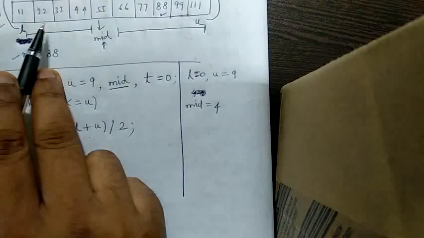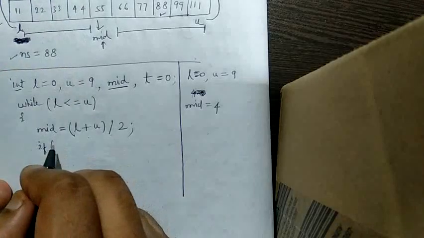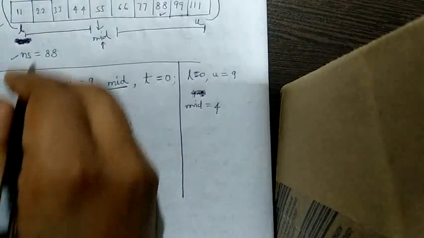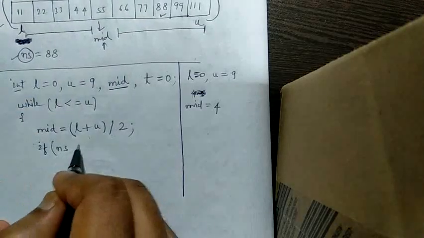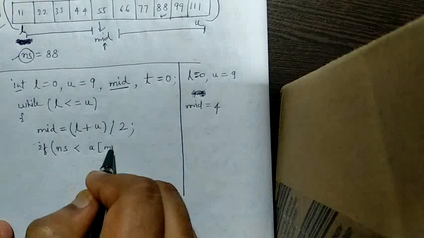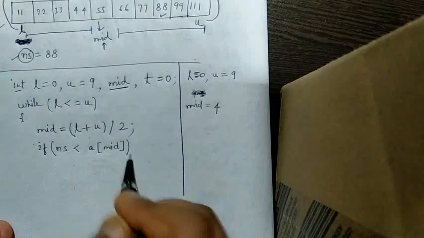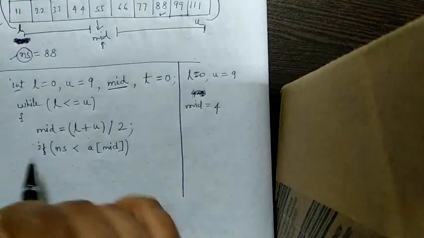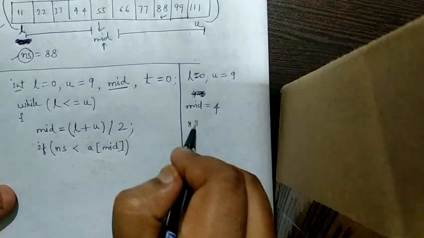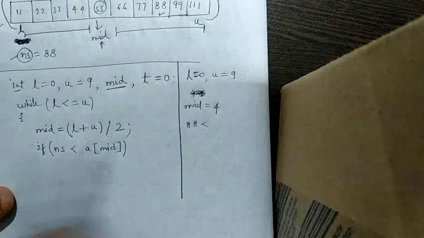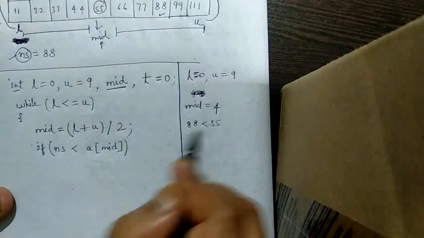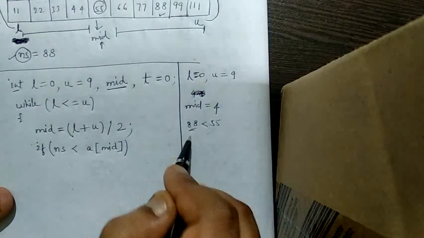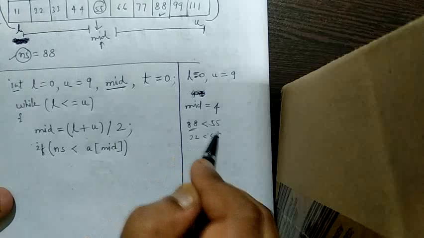If it has to be present in this part, the condition will be like: if ns, that number we have to search, is less than a of mid. See, the ns value is 88, and a of mid means 55. It is not less than the mid position value. If suppose I am not finding 88, I am finding 22, in that case it is correct.